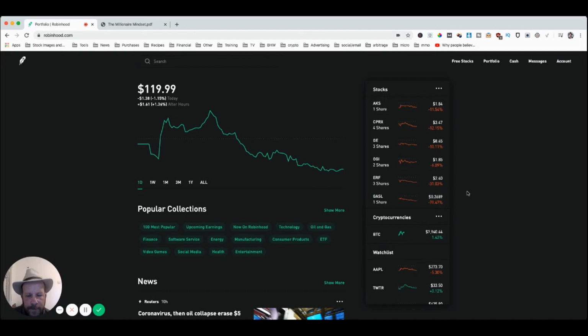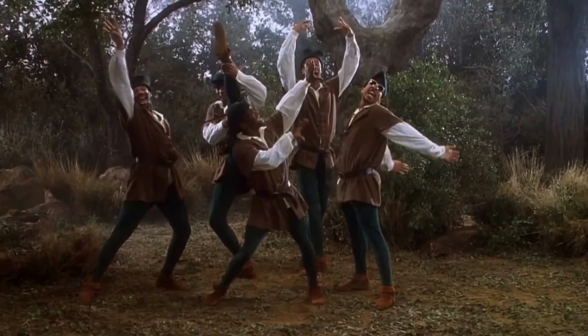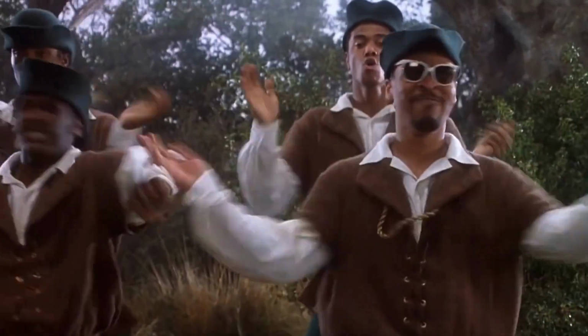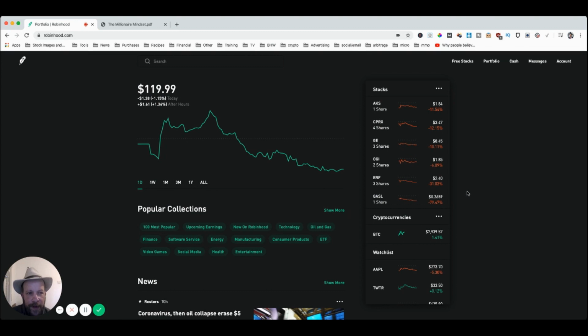Let's get right into this. Okay, so we are on the front page of Robinhood. Not men in tights, please. Anyway, no, but seriously, we're on the front page of Robinhood. Now, this is my personal Robinhood account. You can see I have about $120 in my Robinhood account.